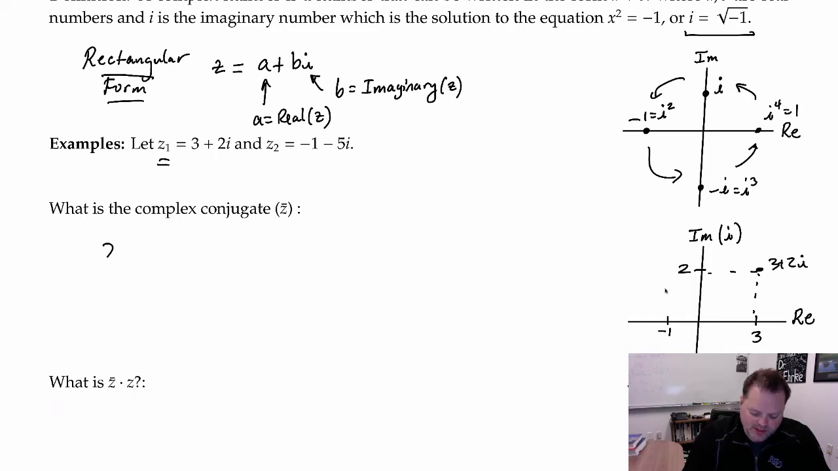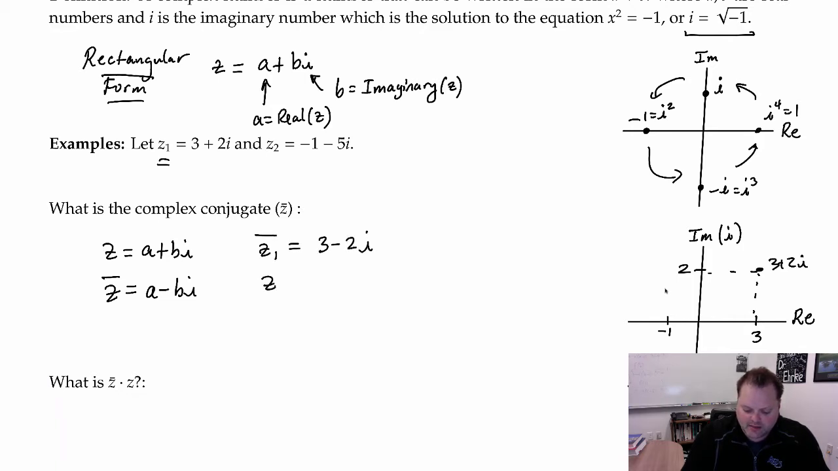Well, if z is a plus bi, then z bar, the complex conjugate, is a minus bi. So using the examples above, the complex conjugate of z1 is 3 minus 2i, and the complex conjugate of z2 is minus 1 plus 5i. Notice it's only the imaginary term that changes. So on z2, I don't also change the negative 1 to a positive 1. I just change the imaginary term to a positive.